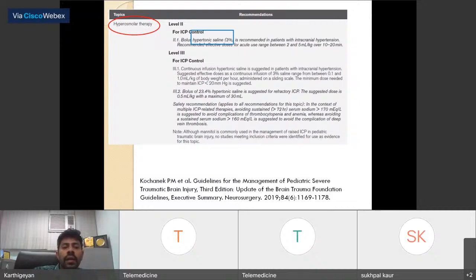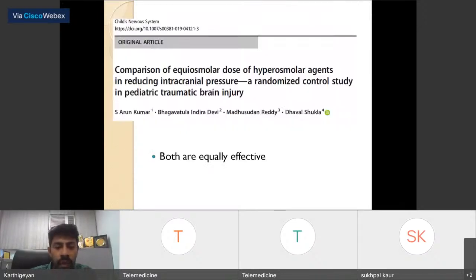And again, regarding osmotics and childhood brain injuries, traditionally we use mannitol, but the recent interest is in hypertonic saline, most commonly 3% saline, which is being used, and in some studies even higher concentrations of 23.4% hypertonic saline are also being recommended. And again, this is a controversial issue.